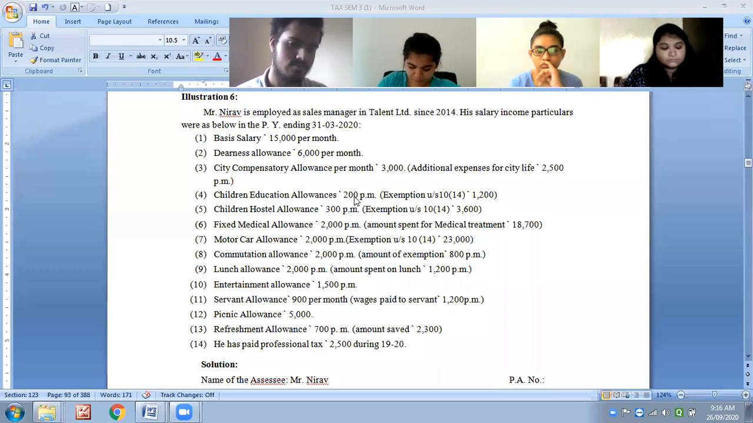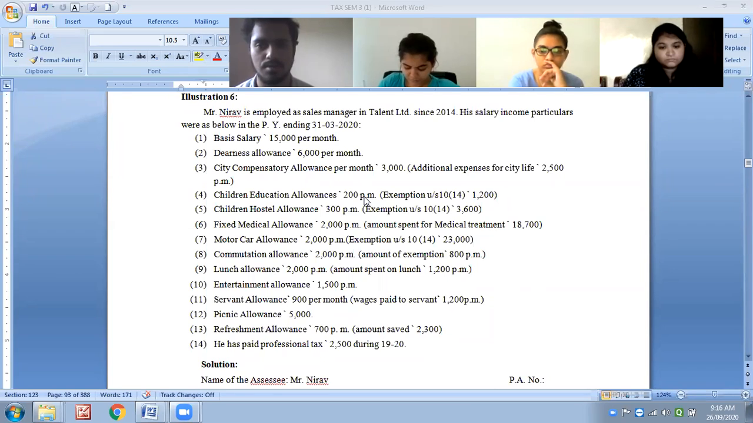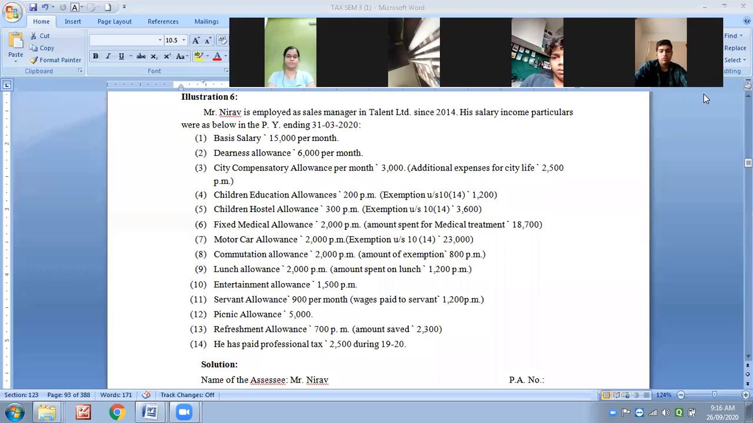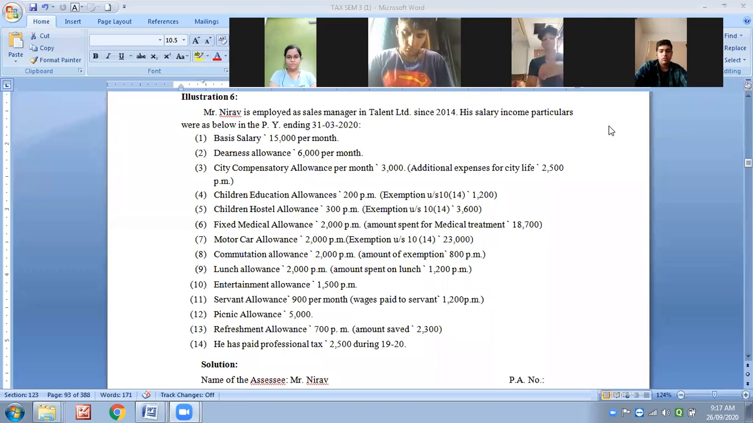Next, children's education allowance, 200 per month. Taxable or not? Children's education allowance. Yes, taxable. What is the exemption? Under which section is it exempted? Thank you, everyone. Yeah, that's true. But how much will be the exemption? Under which section will there be exemption?